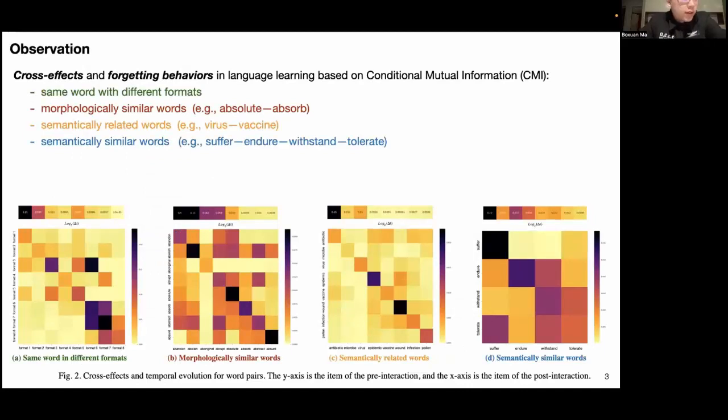In this work, we first used the real-world English learning dataset to explore the cross effects and the forgetting behavior in language learning based on conditional mutual information. We considered four perspectives. First, the same word with different formats, and second, morphologically similar words, and third, thematically related words, and finally, thematically similar words.